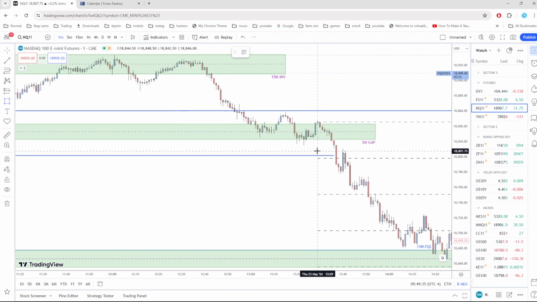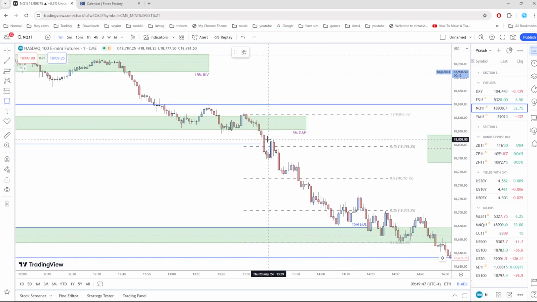So then again, let's see what is this? 1340. Potential trade, perhaps. It could be. It's got this fair value gap right here. Traded through with propulsion, comes back into it. That might be a potential trading idea.